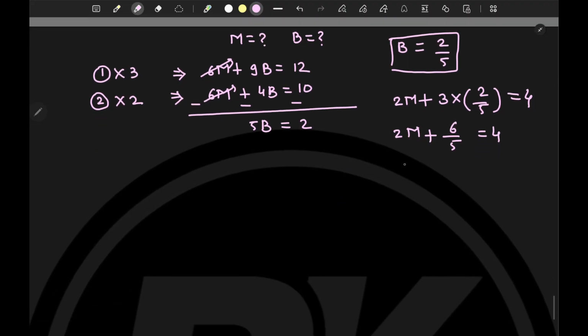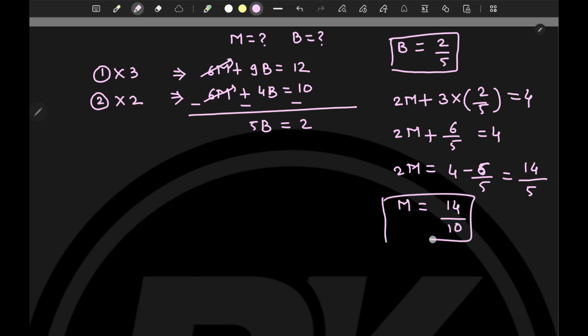So just do it in a similar way and calculate the value of, I'll say m, right? So it will become minus 6 by 5. So 20 minus 6 is around 14 divided by 5, and hence m is equal to 14 divided by 10. Okay, so m is this one and b is that one. We can further solve it and write it as 7 by 5 as well.